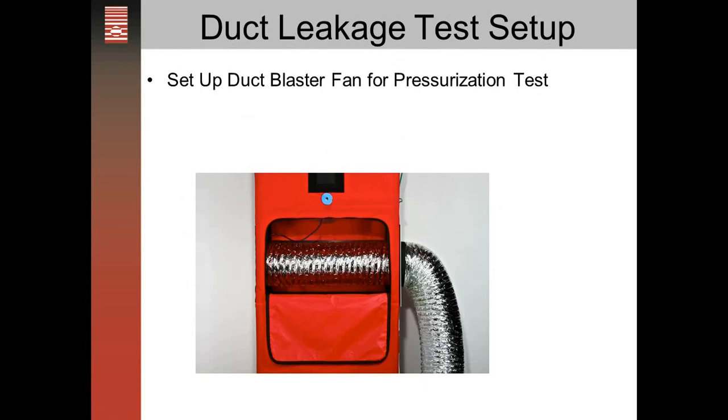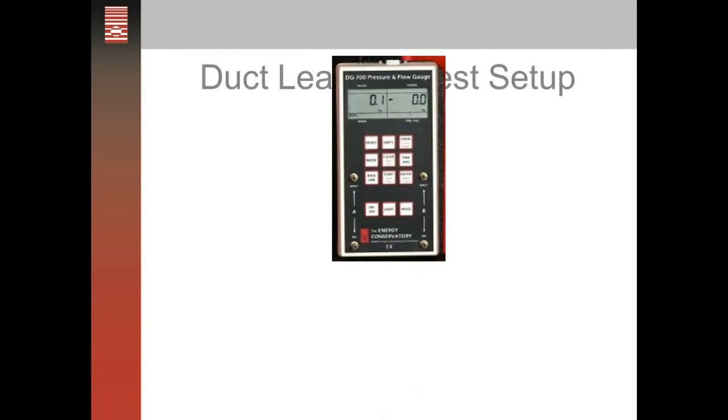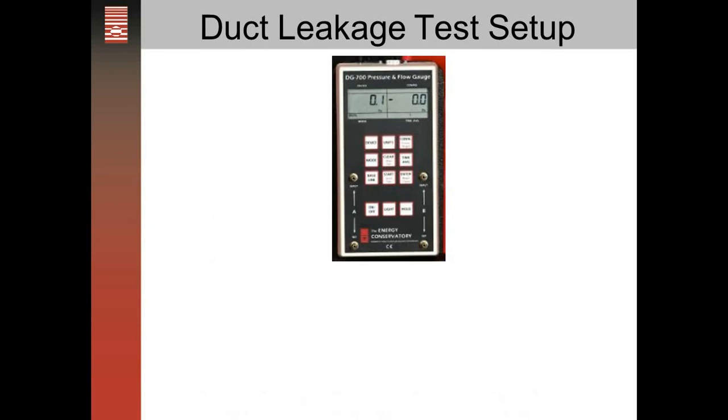So next we'll set up the Duct Blaster fan for the pressurization test, and we'll leave that zippered opening open during that test. During a standard total duct leakage test, you'll want to leave either a window or a door open. And then we'll set up the Duct Blaster gauge. We'll connect the tubing.